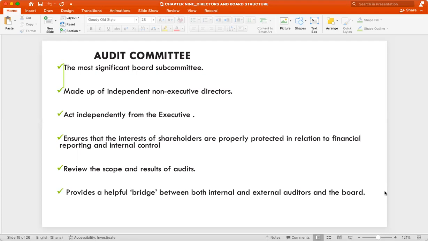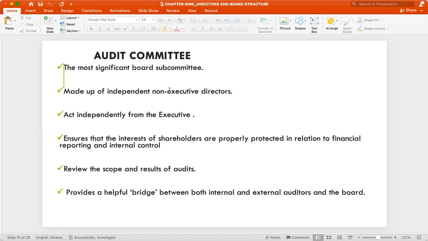Yes. So the audit committee is considered as the most significant board subcommittee. They are made up of independent non-executive directors. Okay, so these words are not just thrown about. So they are independent. We will later look at what an independent director means, all right? And they are also non-executive. By now, we know the non-executive.